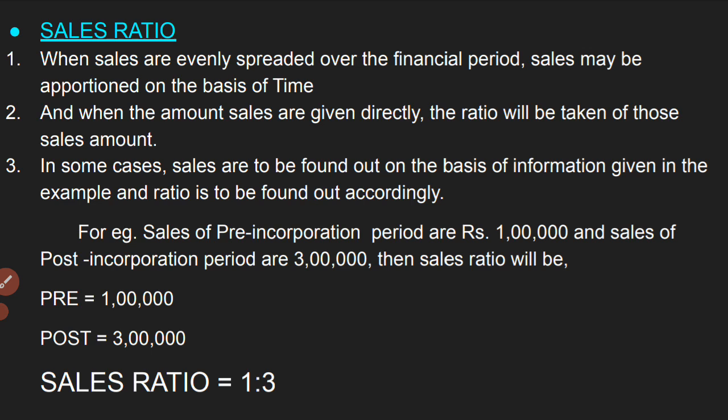Second point, and when the amount of sales are given directly, the ratio will be taken of those sales amount. તો એ સેલ્સ અમાઉન્ટ જે આપેલી હોય એ જ સેલ્સ અમાઉન્ટનો રેશિયો લઈ લેવાનો. And third point, in some cases the sales are to be found out on the basis of information given in the example and ratio is to be found out accordingly.